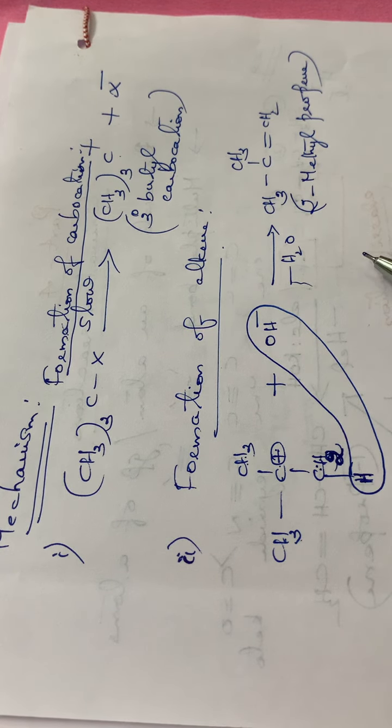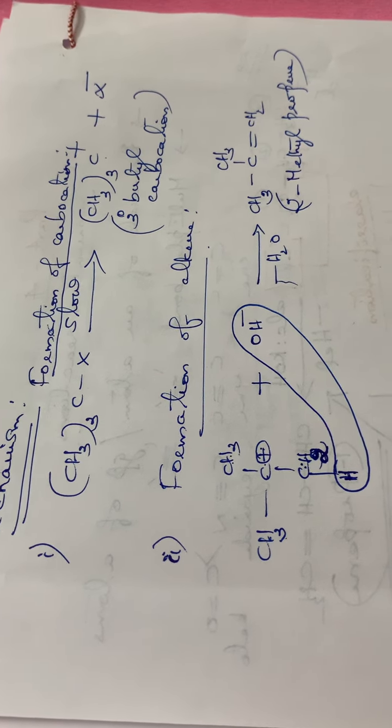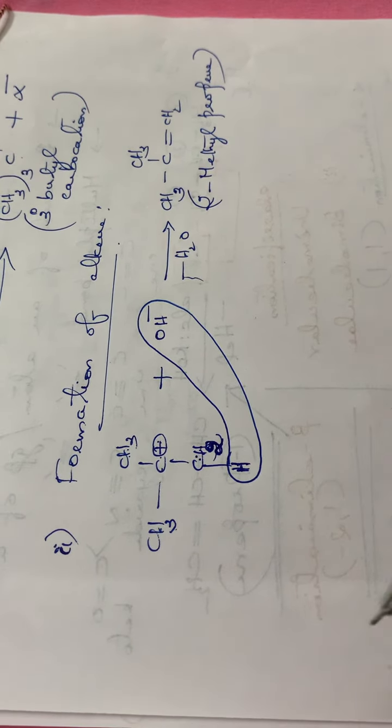The mechanism is almost similar to the SN1 reaction, but in SN1 there is nucleophilic substitution, whereas here elimination is taking place. In both SN1 and E1, the reaction takes place in two steps. Next we can go through bimolecular elimination reactions.